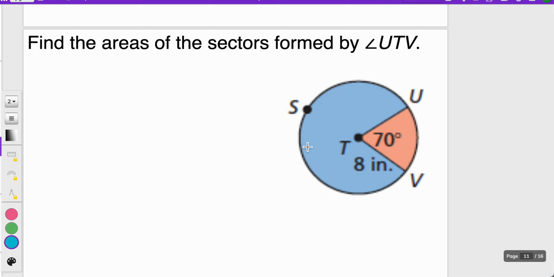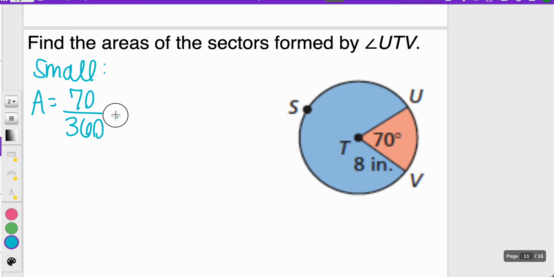So what we're going to do on this next example, we'll try this one together and then I'll get you to try the next ones on your own. Find the areas of the sectors formed by UTV. So we're going to start with the smaller one. The smaller one can be found by taking the degree measurement of that arc, so 70 out of 360, and multiplying it by the area of the entire circle. So that'd be pi times 8 squared, since 8 is our radius.